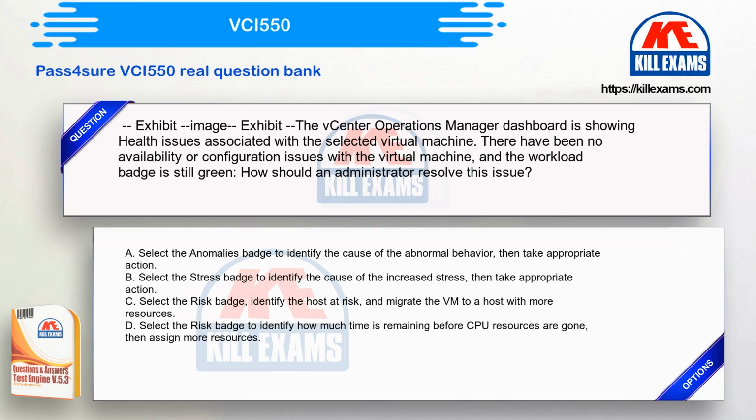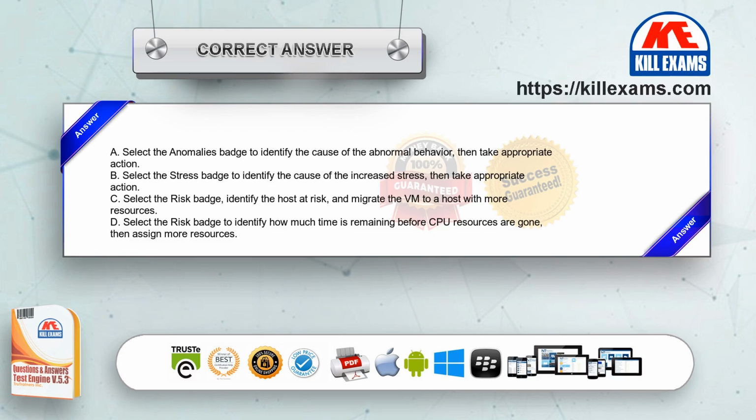Option C. Select the risk badge, identify the host at risk, and migrate the VM to a host with more resources. Option D. Select the risk badge to identify how much time is remaining before CPU resources are gone, then assign more resources. The correct answer is option A.